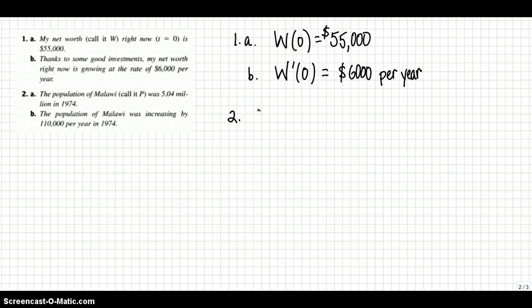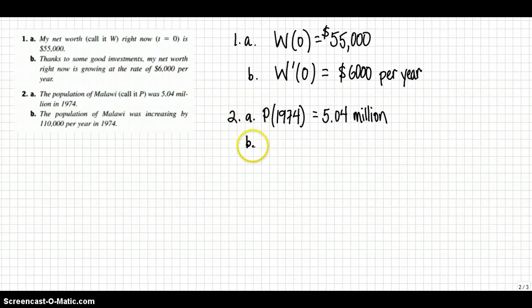Number 2 says the population of Malawi, we'll call that population P, so that's telling me what my function name is, was 5.04 million in 1974. So that's telling me that this function P of 1974, I'll assume the year is going to be the input there, is equal to 5.04 million people in this case. So this is giving me some information about the function, and that's 2a.